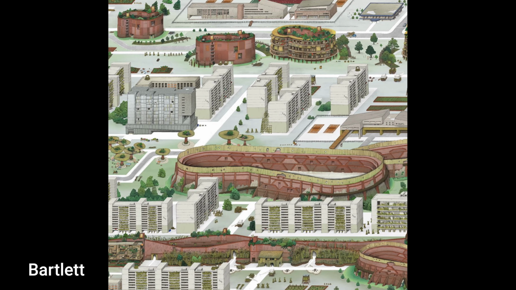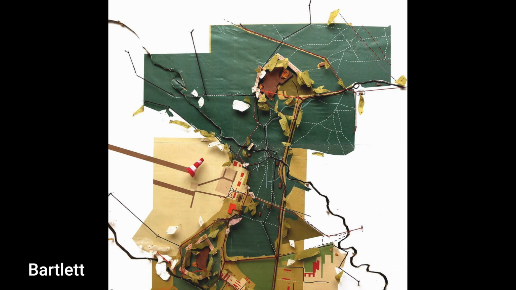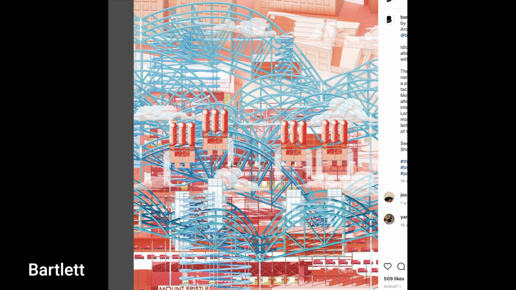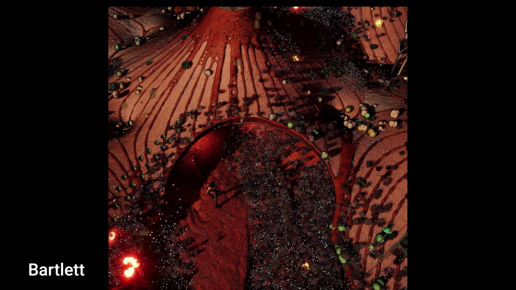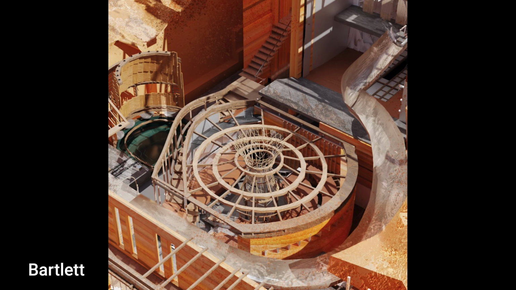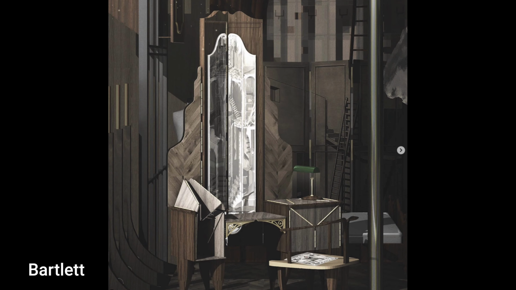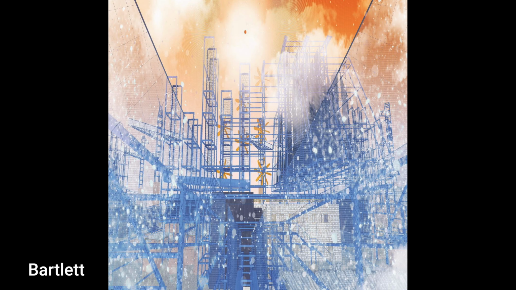And Bartlett School of Architecture is actually one of the most vivid and interesting examples when it comes to fantasy building, because they're a school of architecture that is very much interested in creation of alternative realities, and they have this play upon how far we can push architecture outside the boundaries of the real world oftentimes.